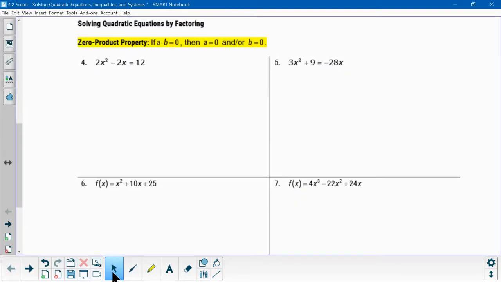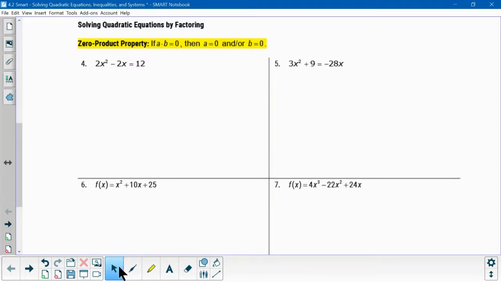So now we're going to solve quadratic equations by factoring. The first thing we have to know is the zero product property. If a times b equals 0, then either a has to be equal to 0 or b has to be equal to 0, or both of them are equal to 0. And we're going to use this property to solve our quadratic equations.